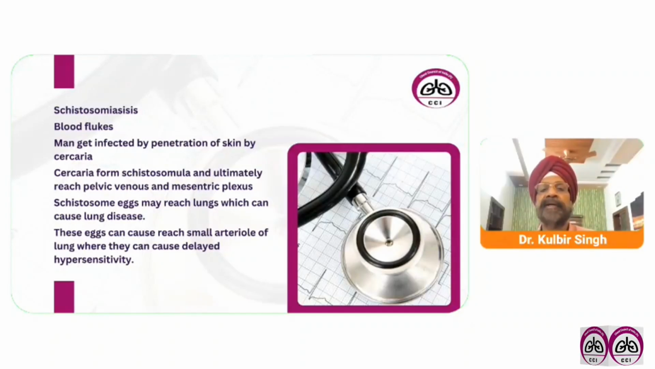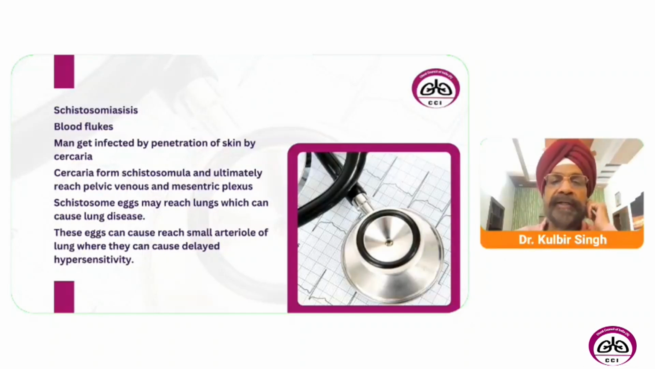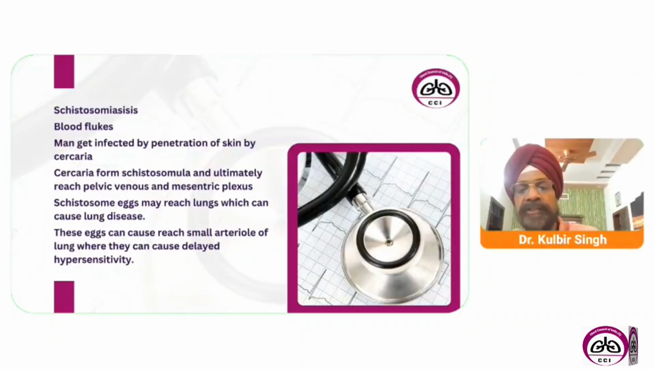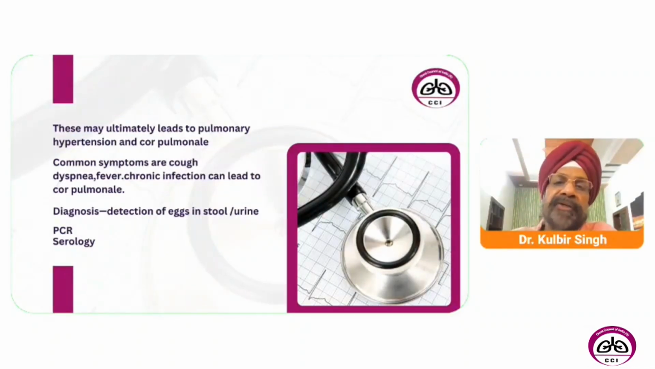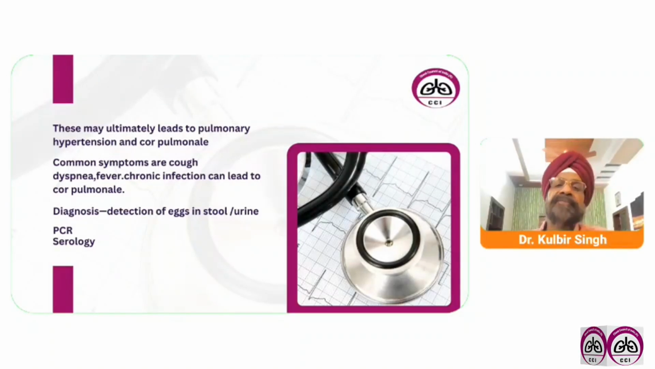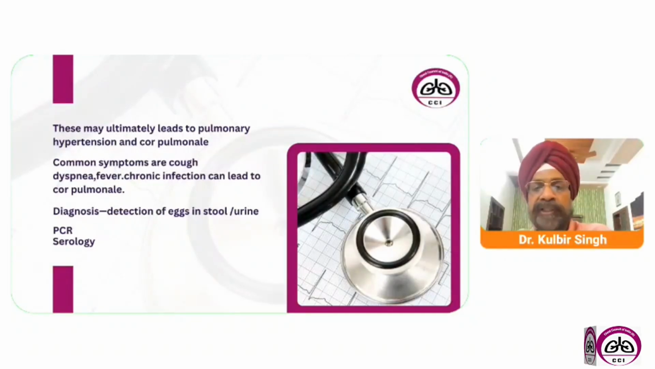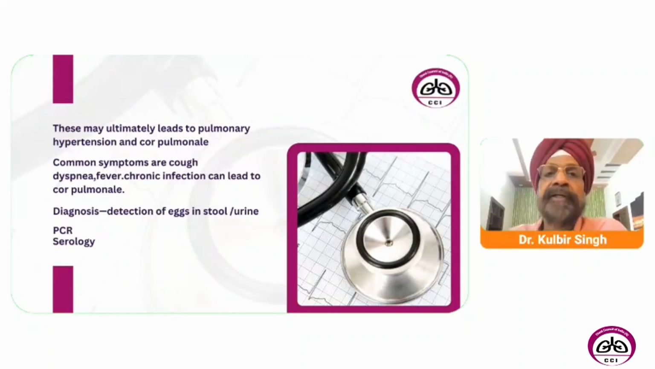Schistosomiasis: they are blood flukes. Man gets infected by penetration of the skin by cercaria. Cercariae become schistosomula and ultimately reach the pelvic, venous, and mesenteric plexus. Schistosome eggs may reach the lungs, which can cause lung disease. These eggs can reach small arterioles of the lungs, where they can cause delayed hypersensitivity. This may ultimately lead to pulmonary hypertension and cor pulmonale. Common symptoms are cough, dyspnea, fever; chronic infection can lead to cor pulmonale. Diagnosis: detection of eggs in stool, urine, and PCR; serologies can be done.